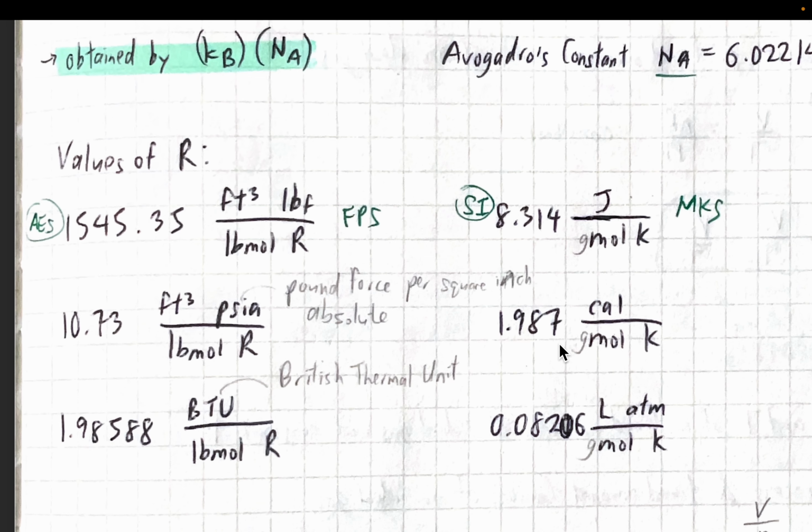Eventually, by the time you reach around long quiz 4, or at least long quiz 3, you'll have this a little more often. 1.987, you will see or encounter calories. 1 calorie is 4.184 joules. Yeah, I think that sounds about right. The least you'll encounter most likely are 1545.35 foot-cubed pound force per pound mole Rankine and 1.98588 BTU per pound mole Rankine.